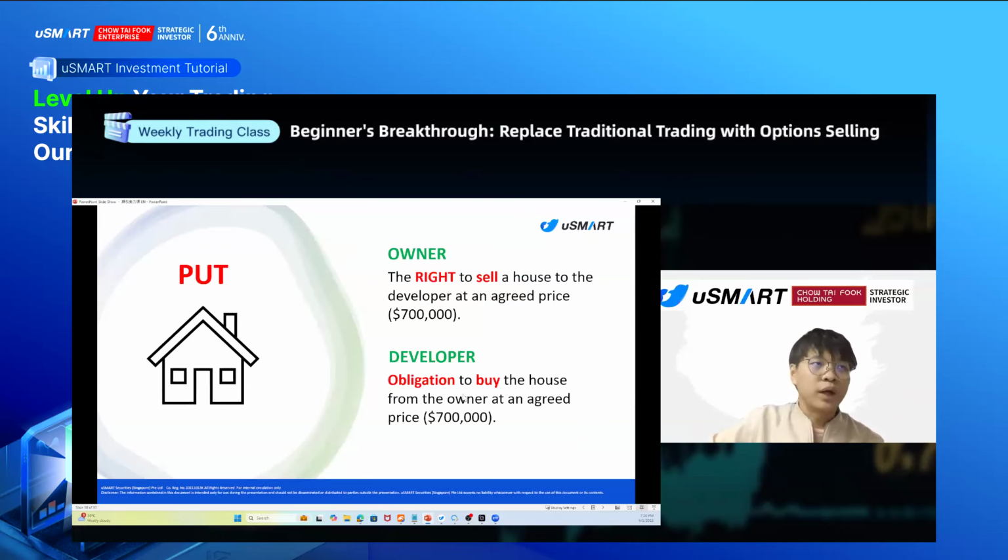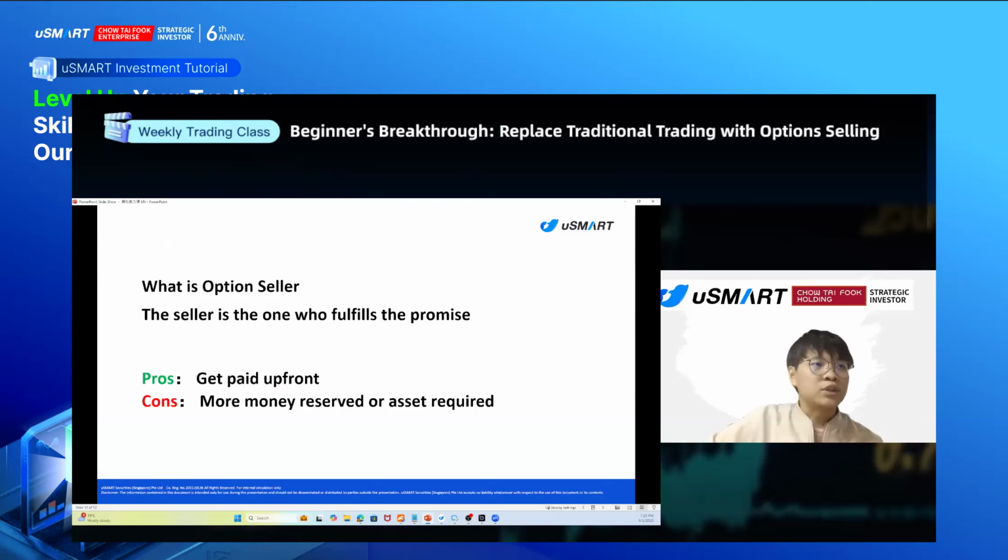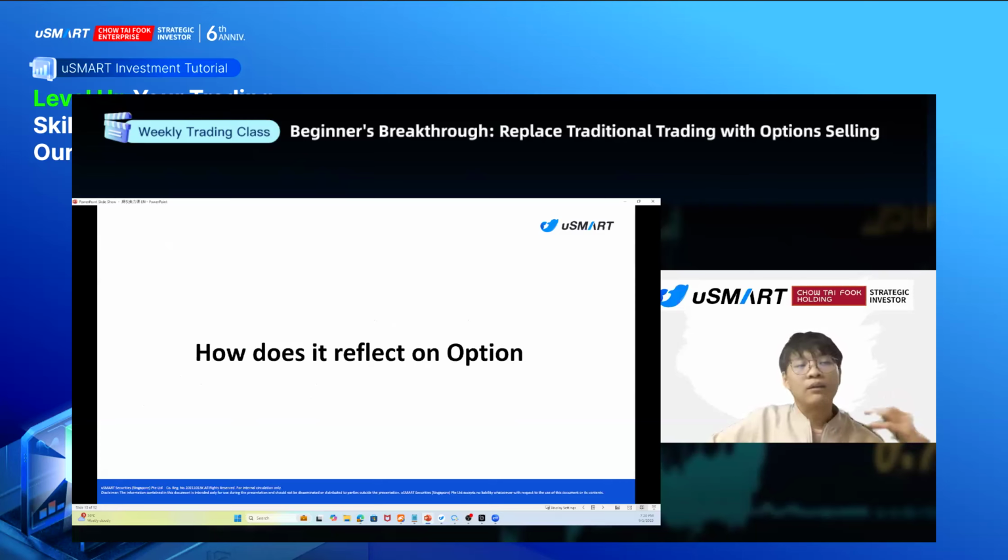And when it comes to the put options, I, as a seller, in this case the developer, need to ensure that I have the cash reserve, which is 700,000. So when the owner wants to sell, I'm able to just pay this 700,000 to the owner. So if you are the option seller, you will need to have more money reserved for the put options, and you will need to have the asset required for the call options. So how does it reflect on options? Let's see how it reflects on options.